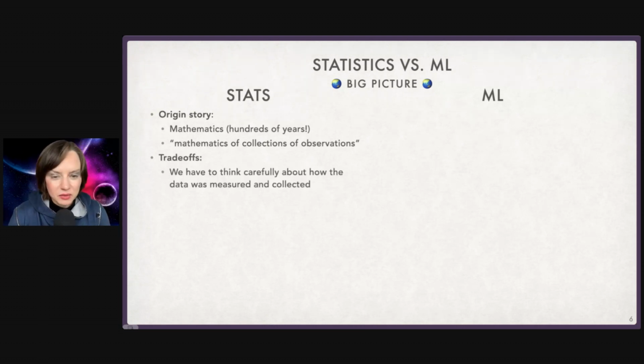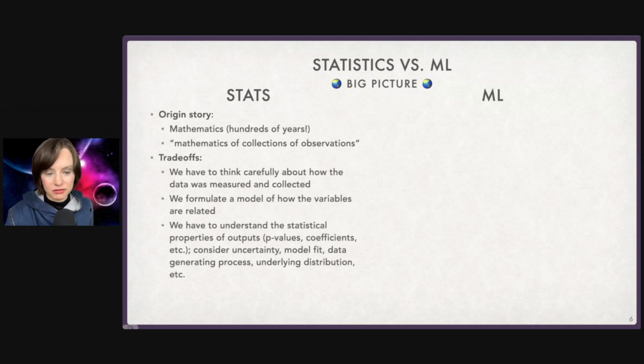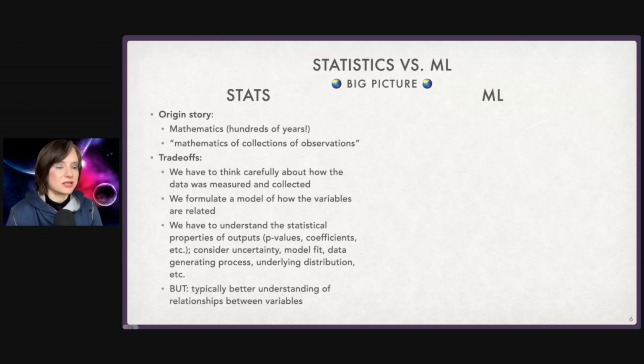The trade-offs when we do statistics, there are more, but here are some big ones. We have to think carefully about how the data was measured and collected. We need to formulate a model of how our variables of interest are related. And we have to understand things in the output, like p-values and the coefficients and more. We need to also think about things like uncertainty, model fit, data generating process, the underlying distribution, and so on and so on. So there's lots to think about to properly do statistics, or to do statistics in a responsible way. But it might be worth it because we do get a better understanding of the relationship between variables, typically in stats.